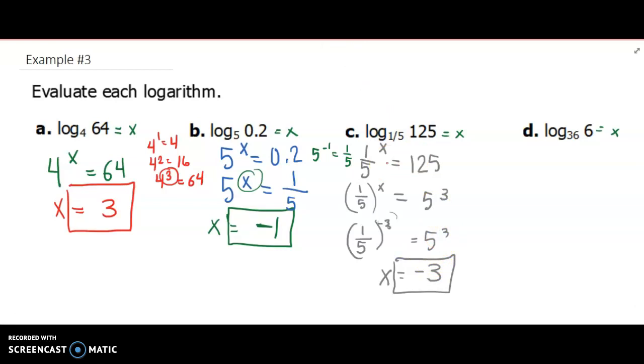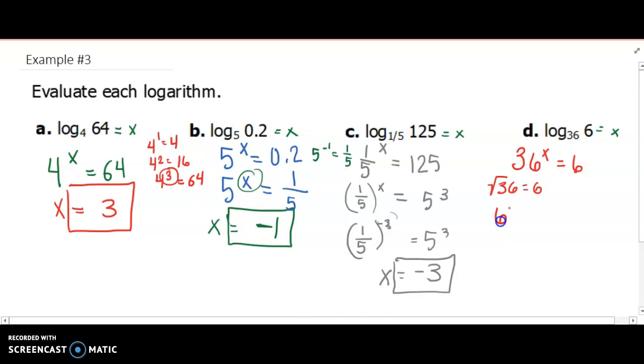All right, last one, let's look at D. If I write this as an exponential function, 36 to the x power equals 6. Well, the square root of 36 equals 6, and the square root is just the 1/2 power, so 36 to the 1/2 power. So my answer here would be 1/2, and that's it.